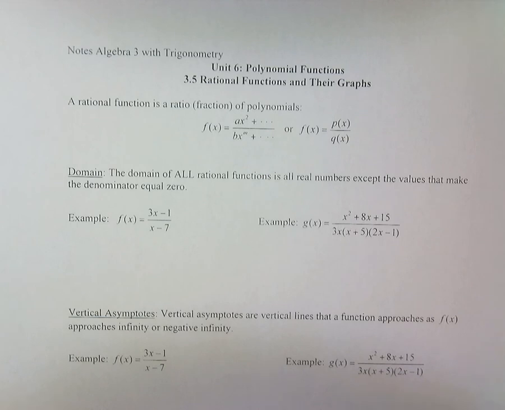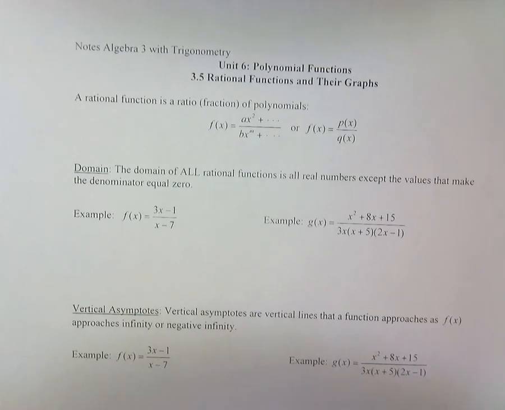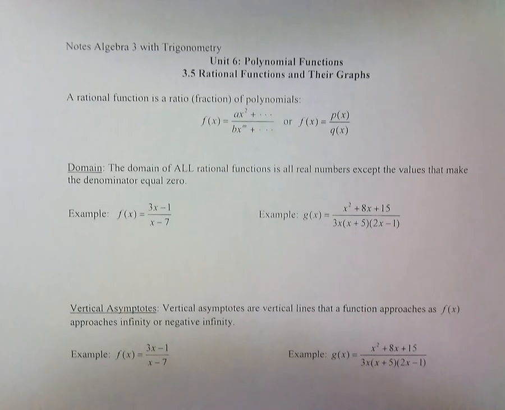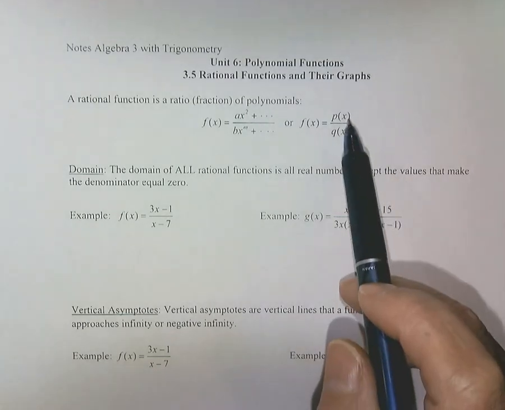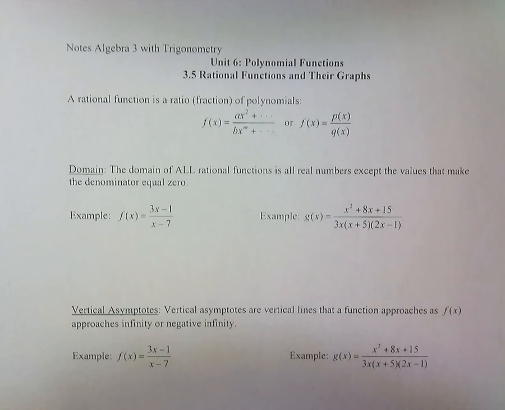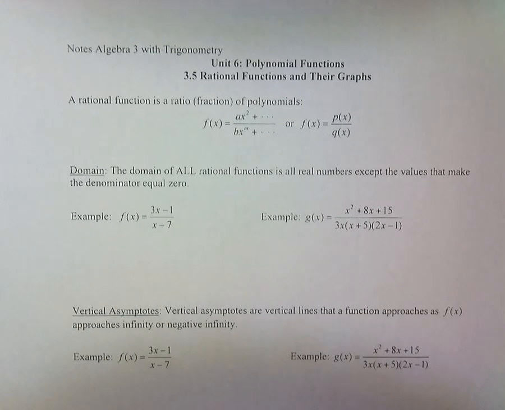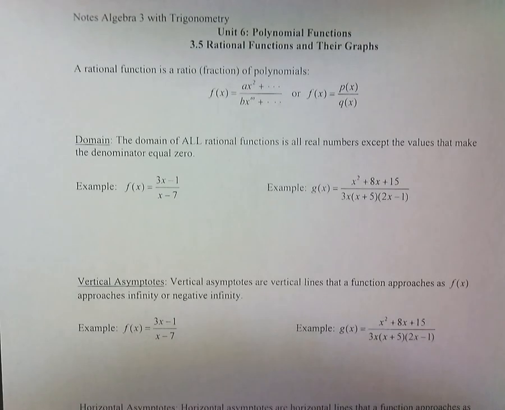So a rational function is a fraction of a polynomial. So we call it a ratio, but a ratio is a fraction. And there's a polynomial in the numerator and there's a polynomial in the denominator. The domain of all rational functions is all real numbers except the values that make the denominator equal to 0.